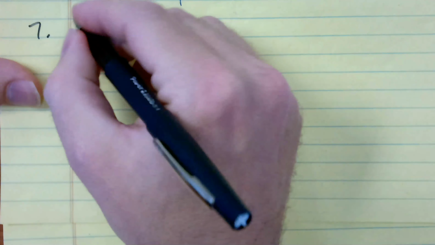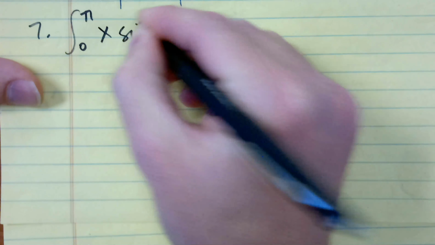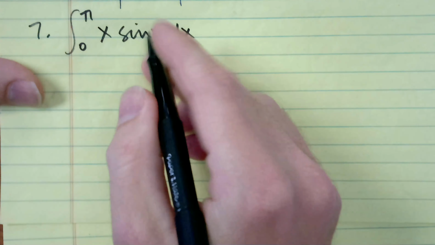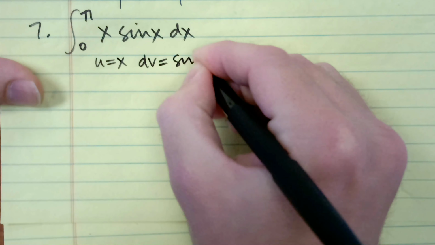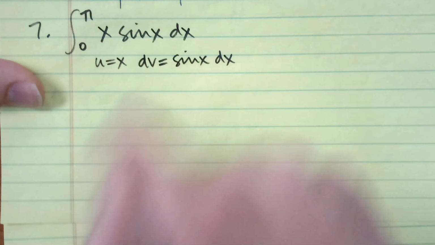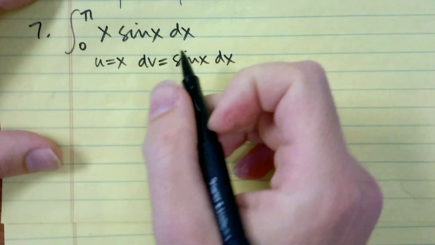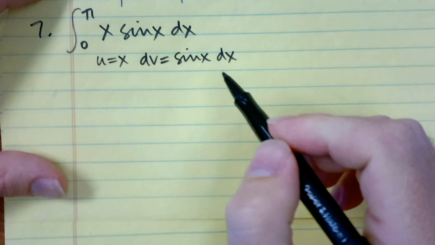So for number 7, I'm going to have integral from 0 to pi of x times the sine of x with respect to x. I do algebra before trigonometry. U equals x, dv equals sine x dx. This is not one we've already done. Because if it was, I'd have no shame in going up to numbers 1 through 6, grabbing that antiderivative and just using that, plugging in the bounds, subtracting.